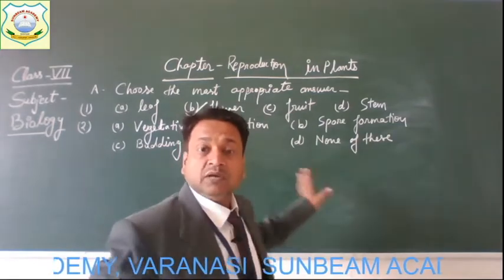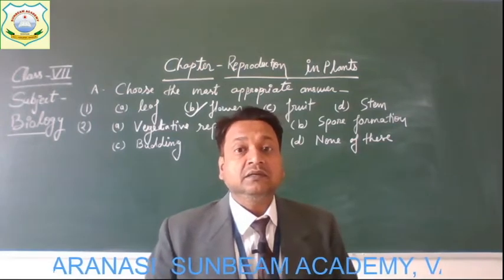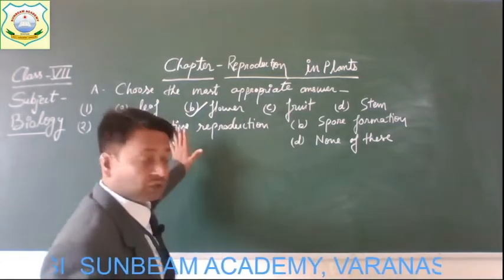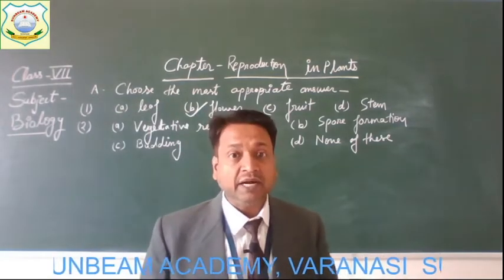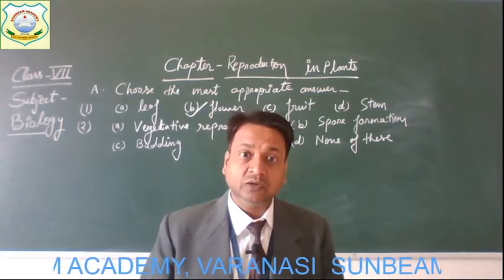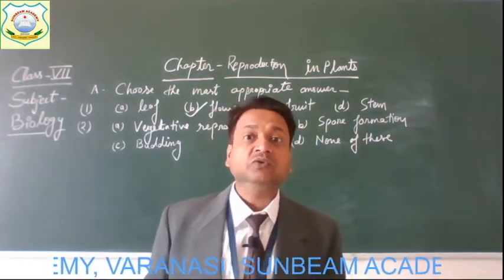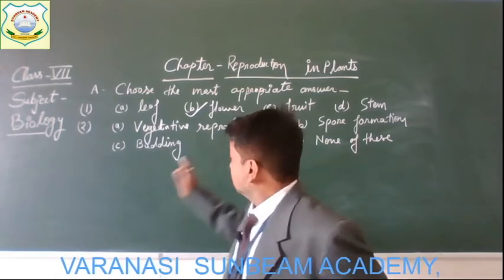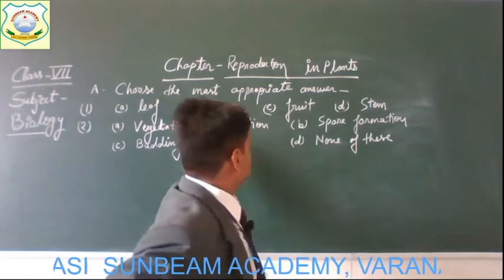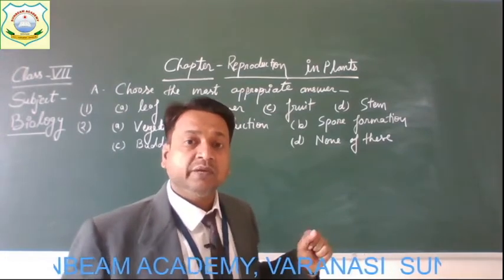Children, out of these four methods, which reproduction is sexual? You know very well, in vegetative reproduction, it occurs from vegetative parts and only one plant is involved. So it is not a sexual method, it is an asexual method. Just like that, spore formation is also an asexual method of reproduction. Budding is also asexual. So all these three methods are asexual methods of reproduction, not sexual. So the correct option will be none of these.